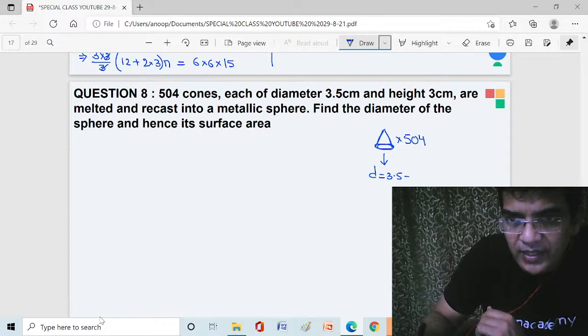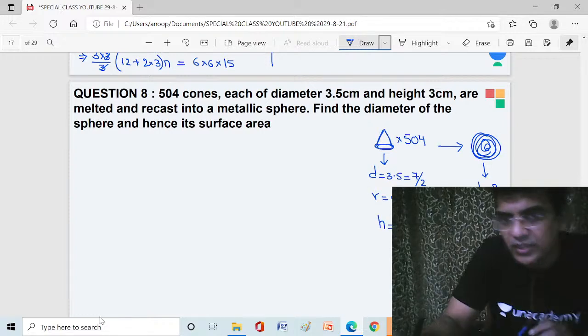The question says that there were 504 cones. So this is one cone multiplied by 504 cones. Now all these cones were melted and casted into a single sphere. So I told you, whenever there is a casting or transferring of a liquid from one container to the other, volume has to be equated. So here we have to equate volume of these two. That volume of 504 cones will be equated with volume of sphere.